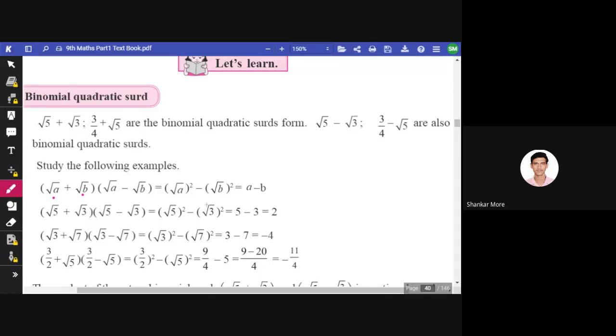So why are we learning about this? We have seen one property: if in one bracket we have a plus b and in another bracket we have a minus b, then we have a square minus b square. That is the formula we know. But here we are taking under root of a as a and under root of b as b. So it will be under root of a square and under root of b square, that will be a minus b. So the thing we need to understand here is कि जब भी हम एक बाइनोमियल सर्ड को दूसरे बाइनोमियल सर्ड से मल्टीप्लाई करेंगे, which is quite identical to the first binomial surd, but there is a difference of sign, then what we get is a rational number. This is the only thing we need to remember.